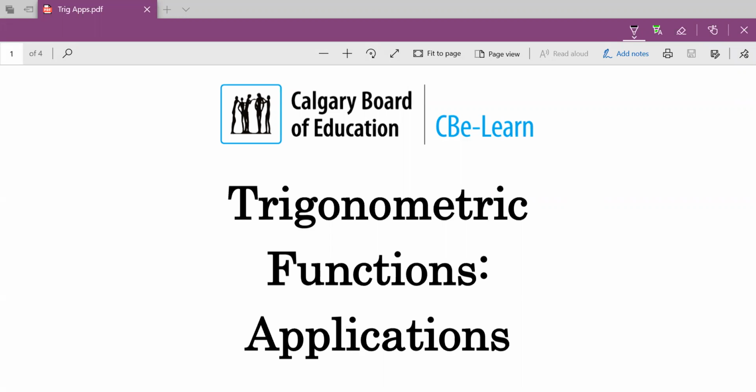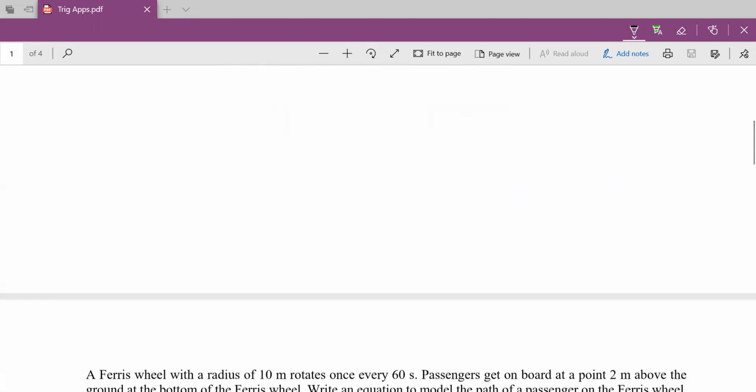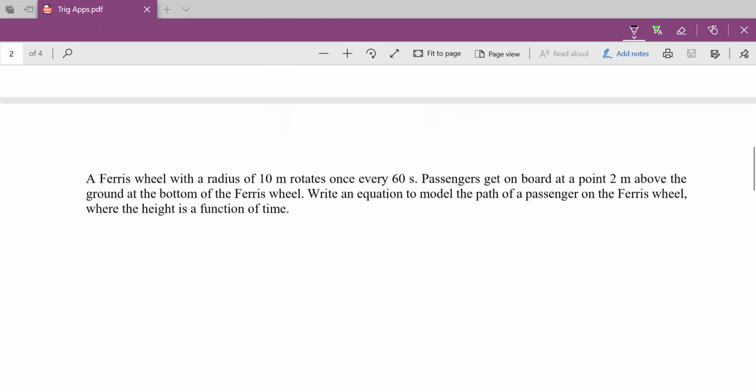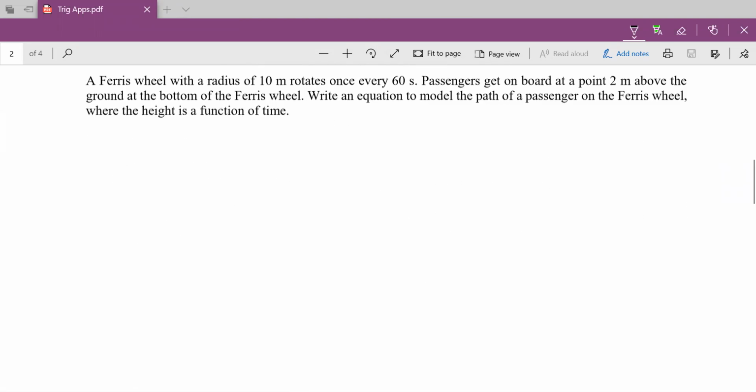What I'm going to look at here seems to be everyone's favorite application question for some reason, the Ferris wheel, because we all ride Ferris wheels every day. So we'll go through the Ferris wheel question, and really all the other applications are all the same.